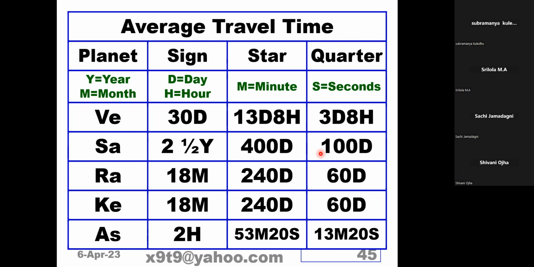You're able to follow? Yes. They are much farther away from the Earth, so the travel time will be very large. They take too much time to move from one sign to another. Roughly, suppose we say Uranus takes about 83 years to travel one sign.